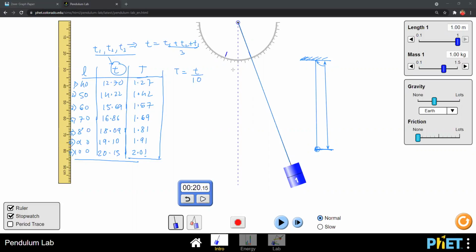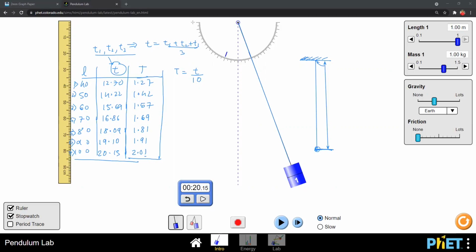And again, then you don't need to restrict. Here, the simulation doesn't allow me to take lengths more than 1 meter. There you can go beyond 1 meter. You can go up to like 150 centimeters and take the reading. So you will have more readings to plot on the graph. So now we will see how to plot it on the graph.